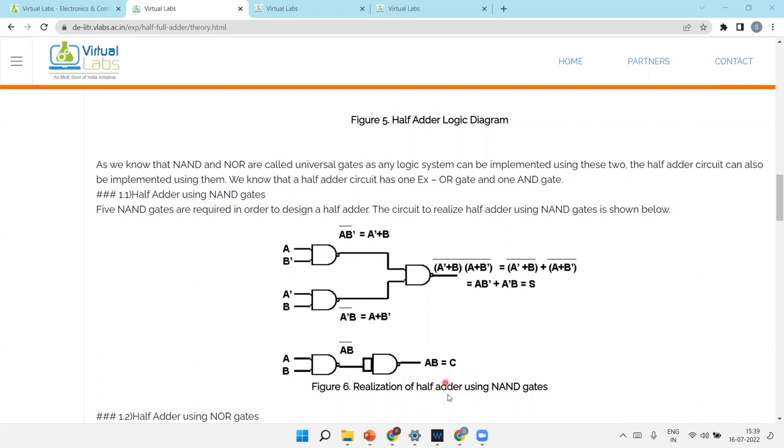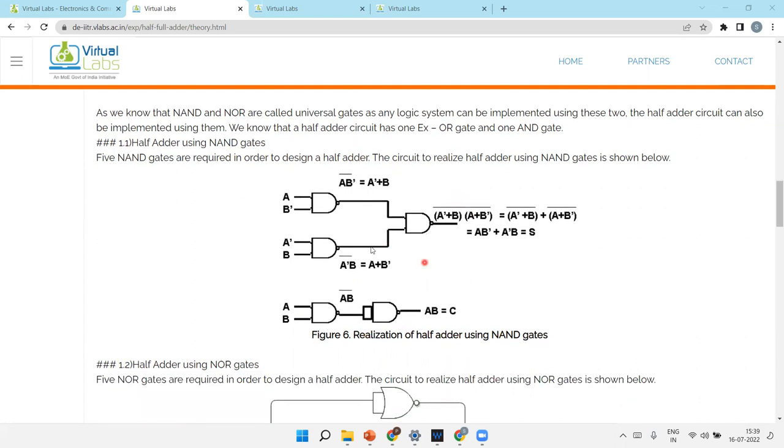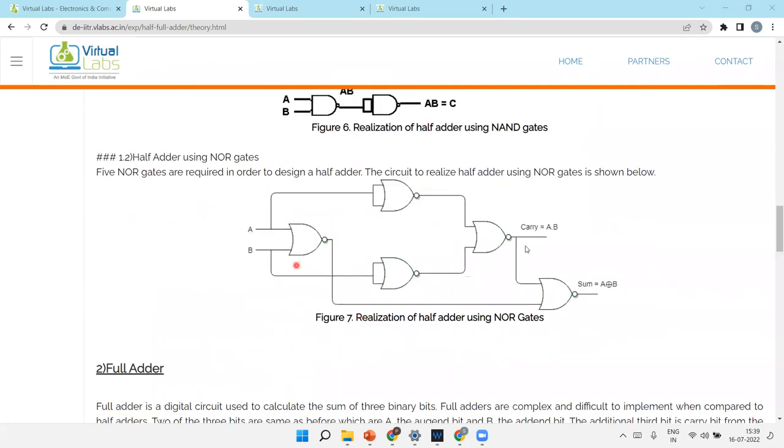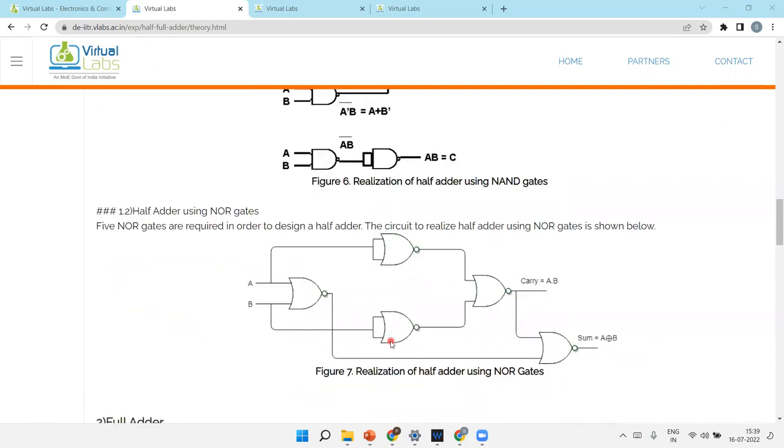That is equal to A B. Because it is simple, we have just used the De Morgan theorem. Next is NOR gate. Half adder using NOR gates. So by the same method, you can realize the equation.